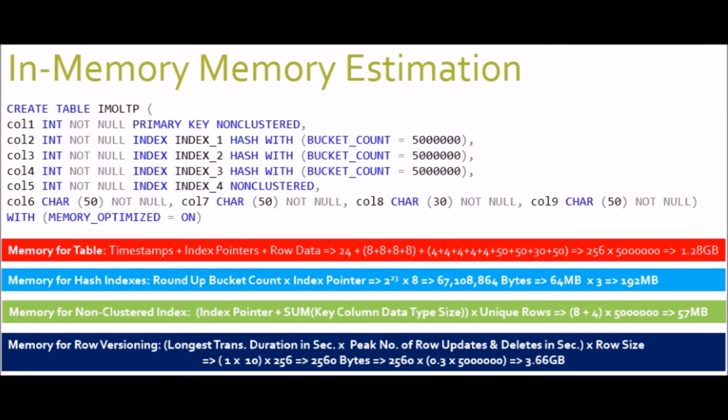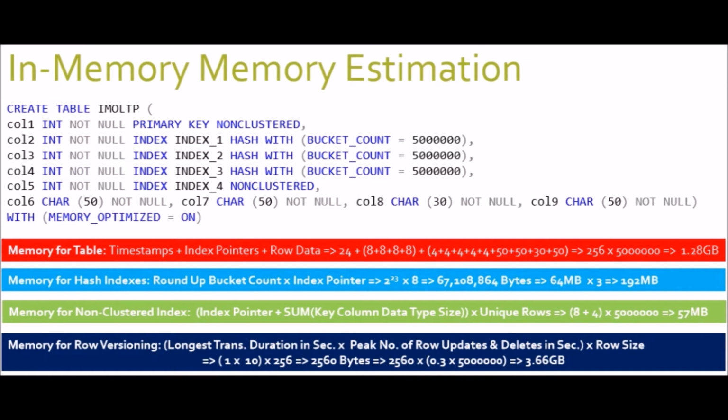Yes. This is the in-memory estimation. I'm still saying it's just an estimation, but some people don't even estimate it. They just create it and think it will work well. So just imagine we have one in-memory OLTP table. We have 9 columns. The first 5 columns are indexed.